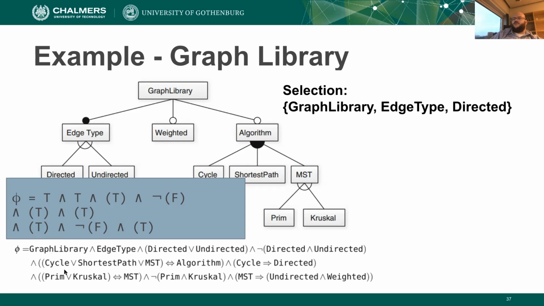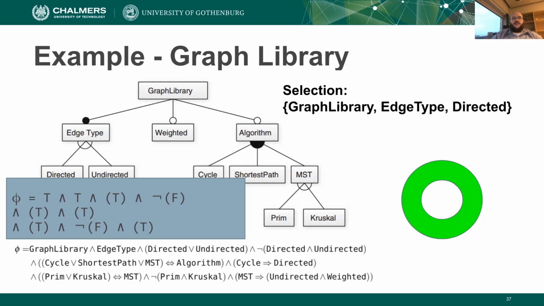And cycle or shortest path or MST is equivalent to algorithm. Well, we have chosen false for everything, so that actually all works out. That's fine. We have not chosen cycle, so that's not really a problem, right? So anyway, we plug all these in, and now we can see if this is a valid feature selection. When we solve the formula, it is. This all evaluates to true, right? So you can see true and true and true, and not false is true, and so on.